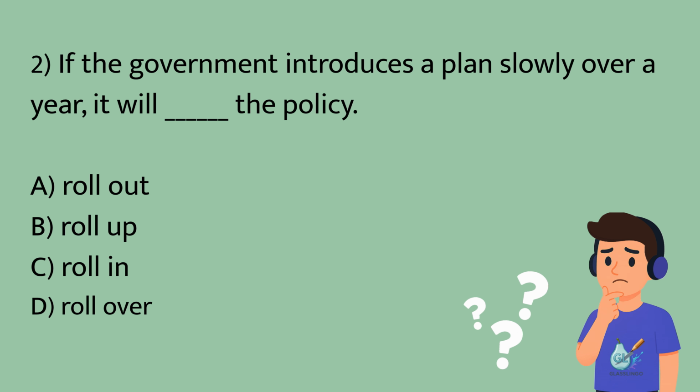Question 2, medium difficulty. If the government introduces a plan slowly over a year, it will blank the policy. Is it A, roll out, B, roll up, C, roll in, or D, roll over?